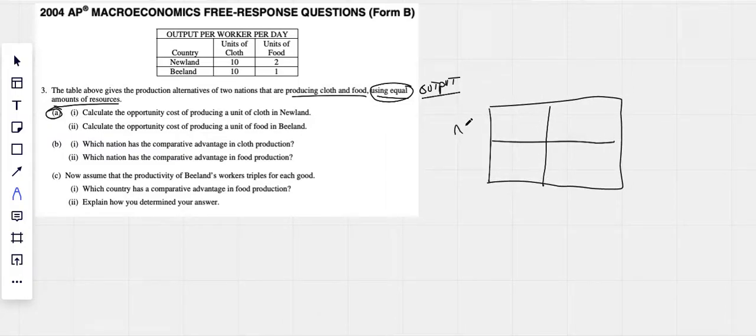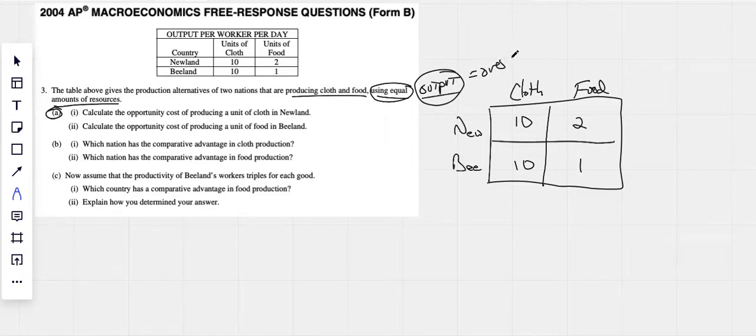We're going to do Newland and Beeland on the left, countries or people on the left, goods on the top. So cloth and food. Looks like Newland can do 10 and 2. Beeland can do 10 and 1. It's an output problem, so our math is going to be over. To find the opportunity cost, we do 2 over 10, 10 over 2, 1 over 10, 10 over 1.